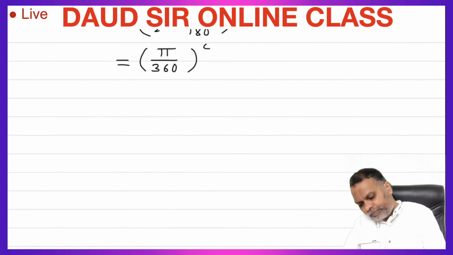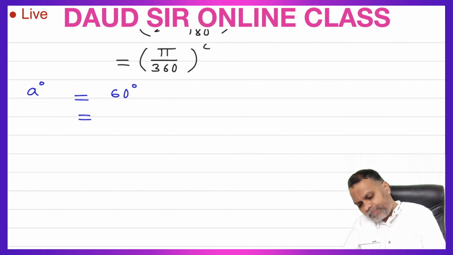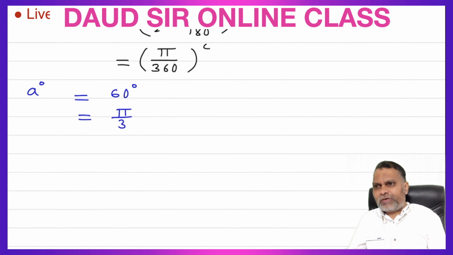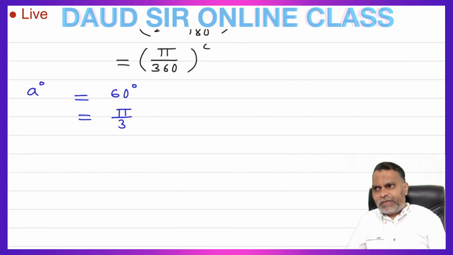Mean angle, A degree. A is equal to 60 degree, and this 60 degree we can write pi by 3. This is common angle, so directly you can write pi by 3, or you can convert into radian by multiplying by pi by 180.